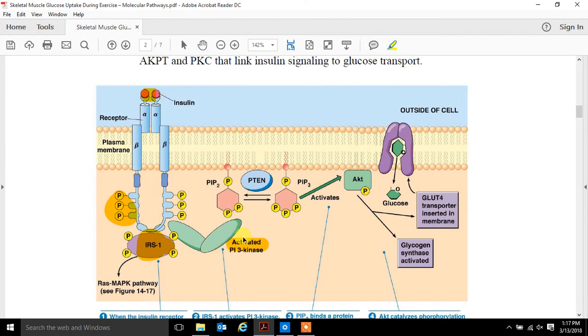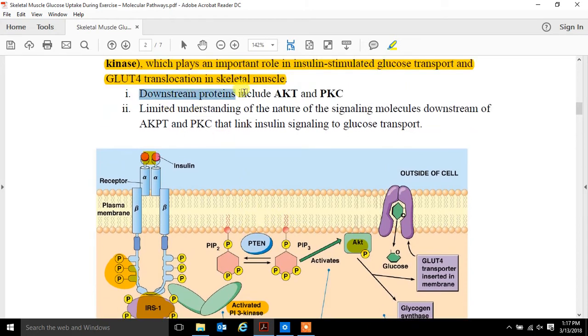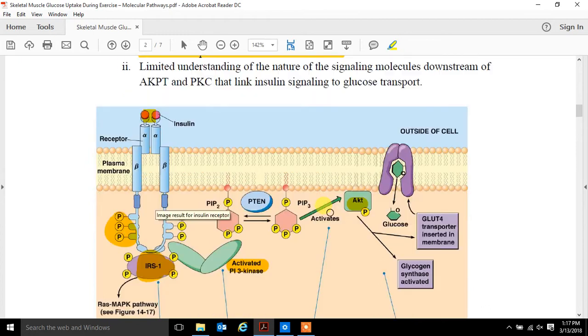This activated PI3 kinase, we can see that we get some downstream activation of PIP3, and that then activates this AKT molecule. So downstream proteins include AKT, protein kinase C. So we get AKT phosphorylation. That does two things. This is kind of the next step where this AKT does part one.